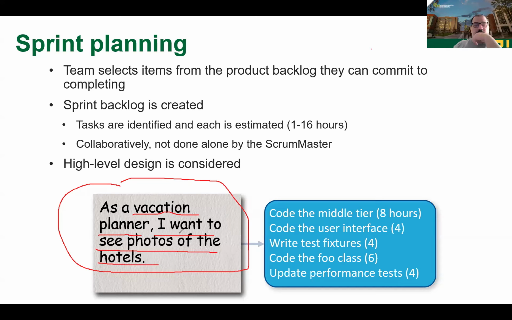So based on this user story that is in the product backlog, you need to define tasks, okay, to implement that. First, code the middle tier and define how many hours. Code the user interface, write the test features, code the foo class, perform tests, and so on, okay? These things are in the sprint backlog. The user story is in, oh my gosh, in the product backlog.